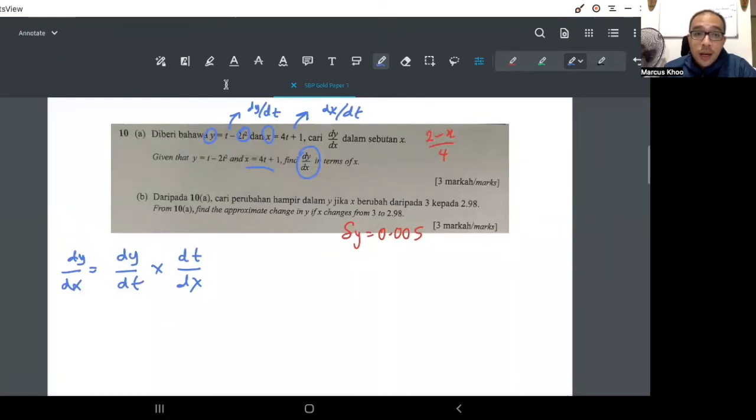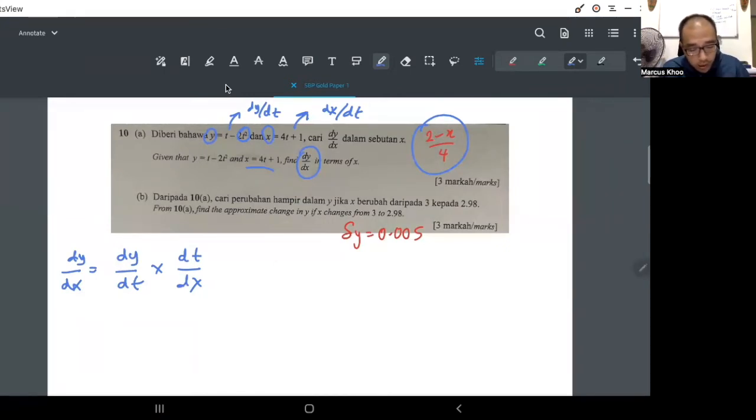I don't think you need to. Then after you multiply it together, you should be able to get this answer, 2 minus x over 4, in terms of x. Hold on, let me just check something. Sorry. Okay, so I think I need to do this.